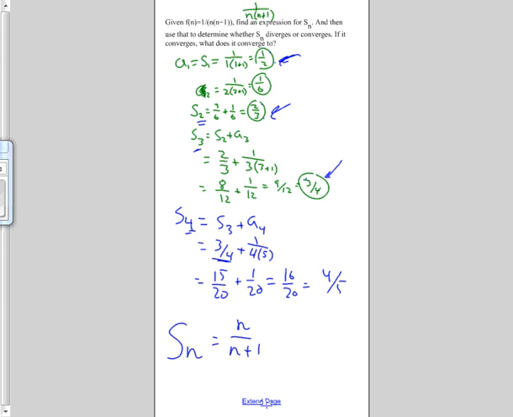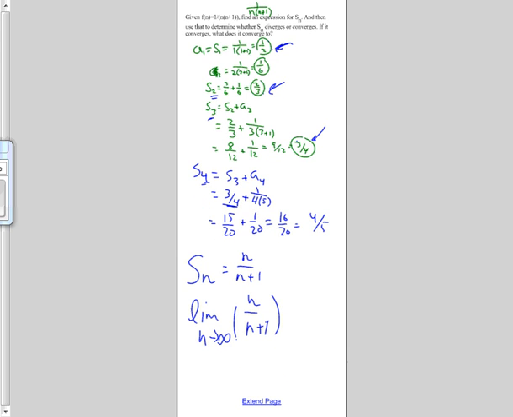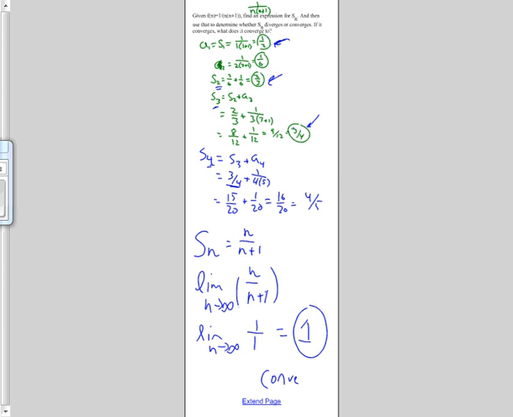And to see whether this diverges or converges, we take the limit as n approaches infinity of S sub n, or n over n plus 1. As n gets hugely close to infinity, using L'Hopital's rule, this is the same as the limit as n approaches infinity of 1 over 1, which equals 1. Therefore, since it approaches a number, the series converges, and it converges to 1.